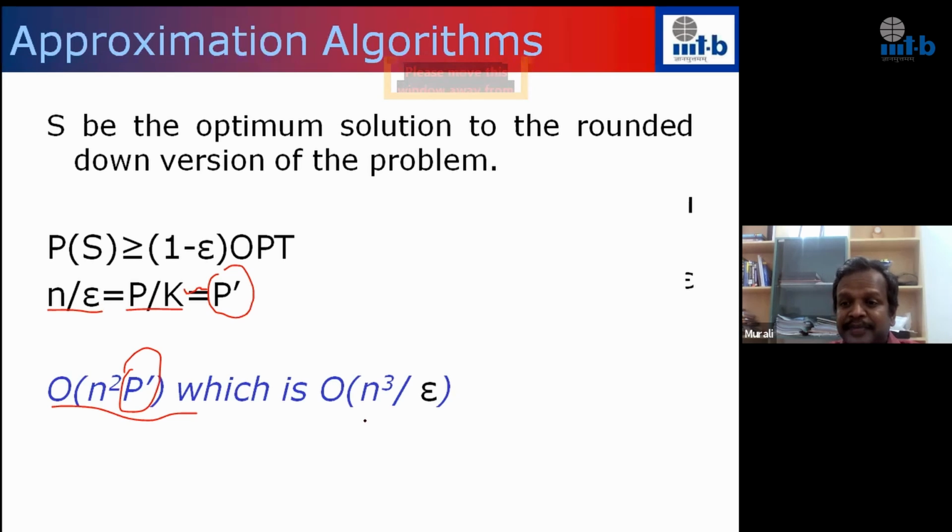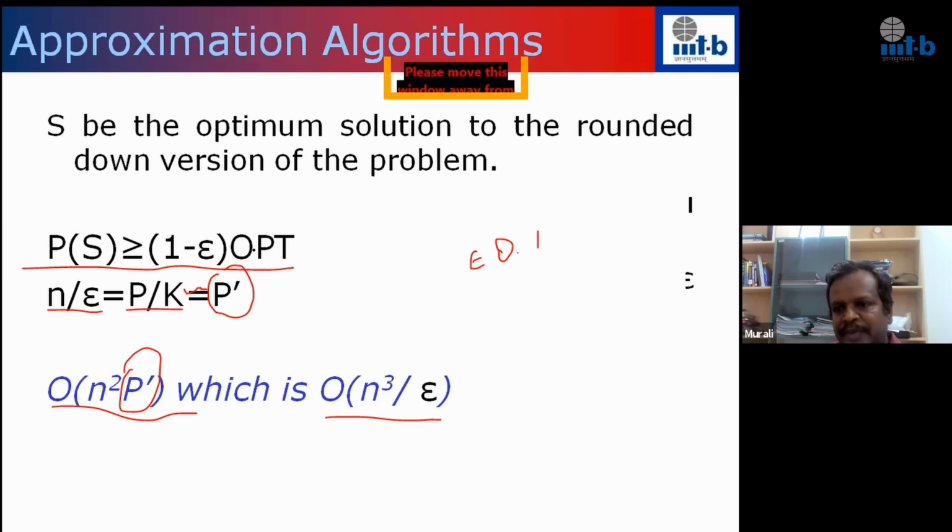This is independent of P. It only depends on epsilon. So this is n cube by epsilon. If you take epsilon to be, let's say, 0.1, then what this theorem is saying is that you will get an answer which is close to 90% of the optimum. The complexity of the algorithm will be n cube by 10.